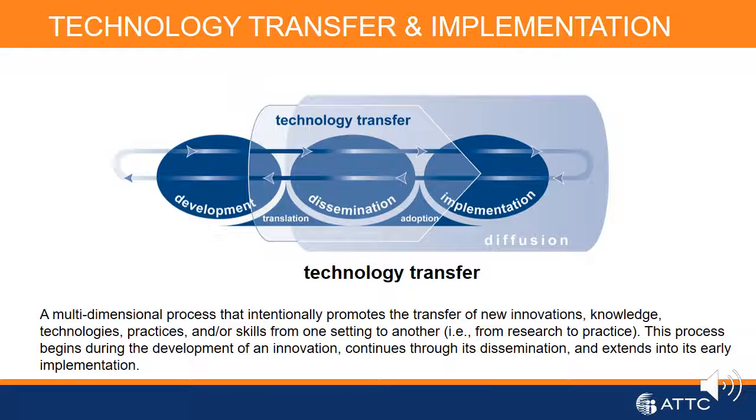The Addiction Technology Transfer Center's model describes a multidimensional process that intentionally promotes the transfer of new innovation, knowledge, technologies, practices, and/or skills from one setting to another, starting with the development of the innovation and continuing through to its dissemination, extending to its implementation in routine practice settings.